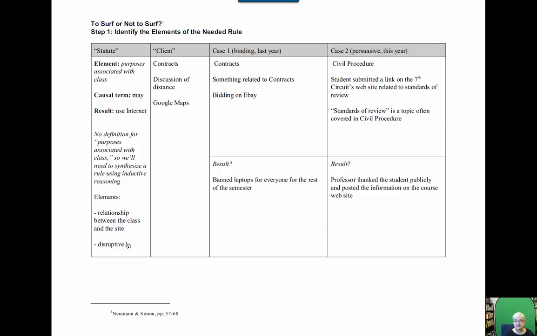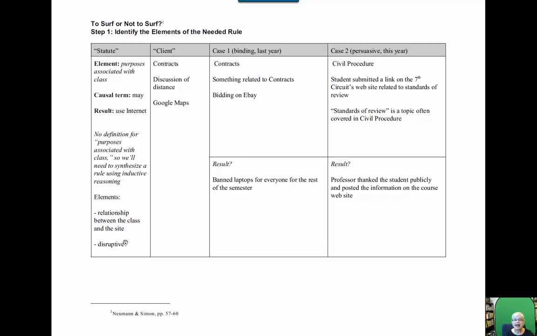In addition, there seems to be some relationship with the level of disruption. In civil procedure, there was absolutely no disruption and the student ended up being praised. In contracts, the professor felt the need to stop in the middle of class and make an example of the student and shut down laptop use for the rest of the semester. That's pretty disruptive. So those are the principal differences between these two cases. In one case, there was a bad result. In one case, there was a good or positive result. And so we're looking for what differences in the facts account for the differences in the results. And they seem to be related to the relationship of the website to the class, as well as the level of disruption caused by the website.